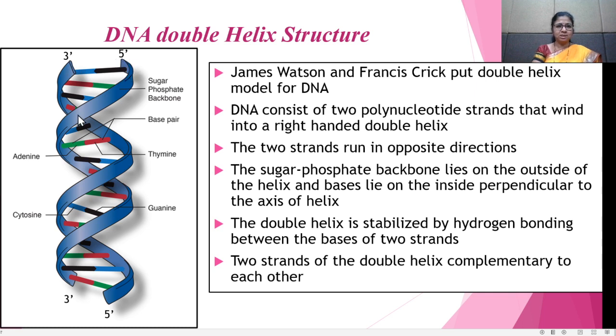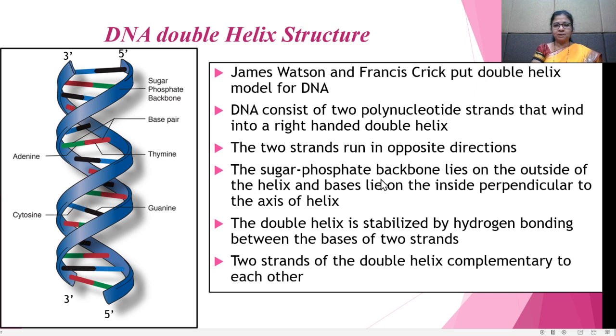These two polynucleotides are different. These two strands run from opposite sides. This one is the 3' which ends with the 5', and the second strand is 5' and ends with the 3'. In this way, these two strands run in the opposite direction.